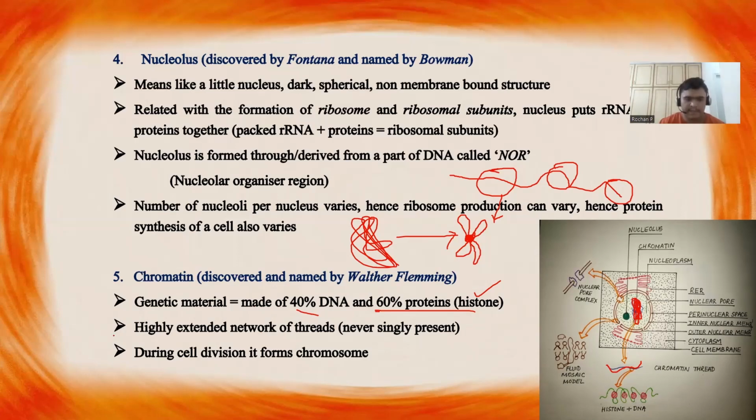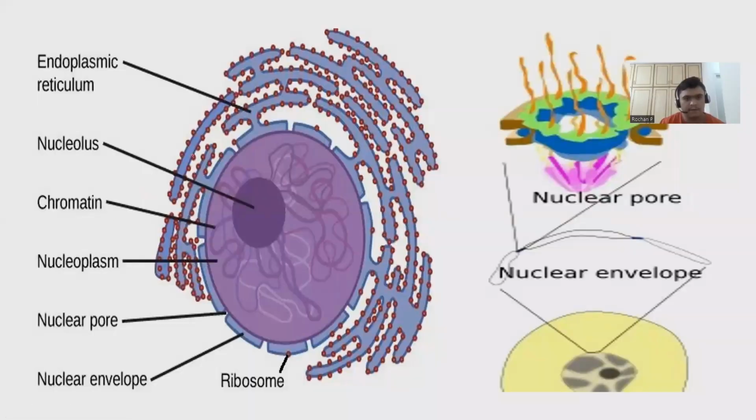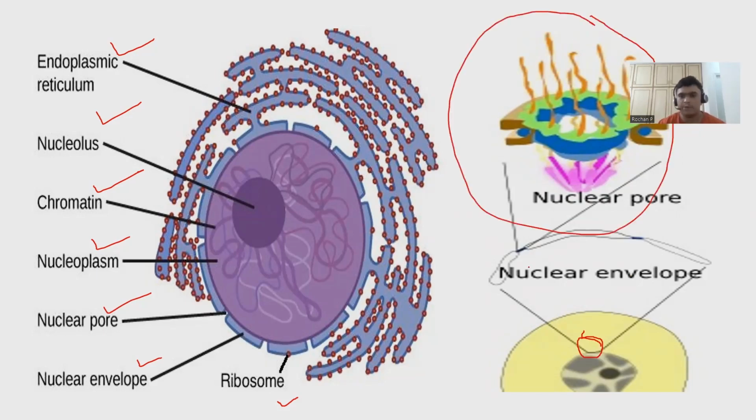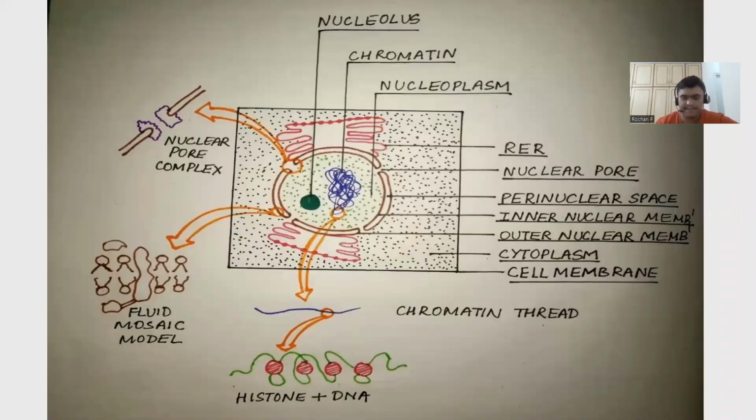Next, we are done with the structure of the nucleus. This is how it looks. We have discussed everything: ER, nucleolus, chromatin, nucleoplasm, nuclear pore, nuclear envelope, and also ribosomes are going to be present on the RER, correct? And if you magnify the nuclear pore region, we saw the nuclear pore complex, right? This is how it is going to look. This is the structure of the nucleus.